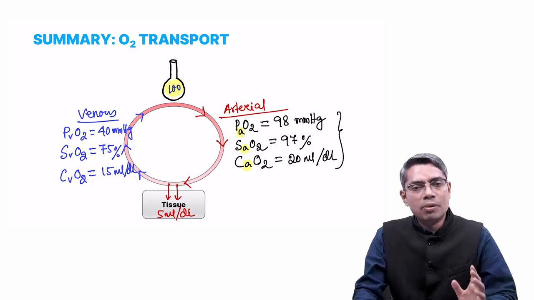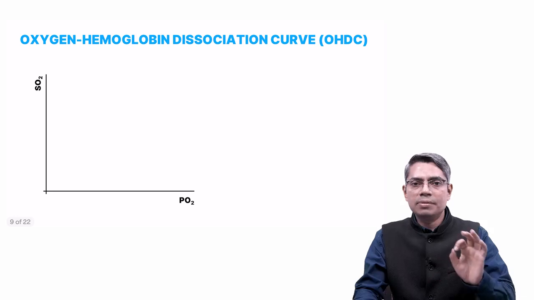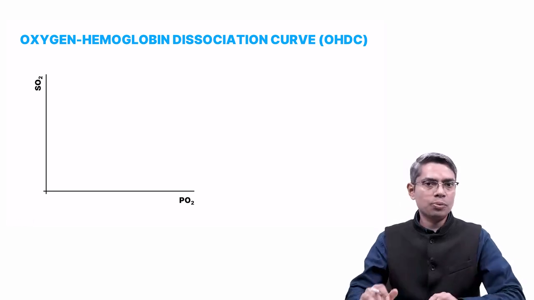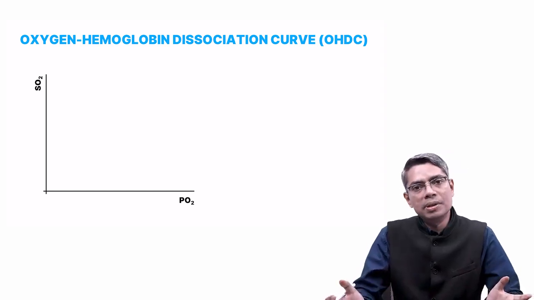Now after understanding the oxygen transport, you have to understand the oxygen hemoglobin dissociation curve. Oxygen hemoglobin dissociation curve is very simple. Whatever we have discussed so far is plotted in a graph, and that is known as the oxygen hemoglobin dissociation curve.